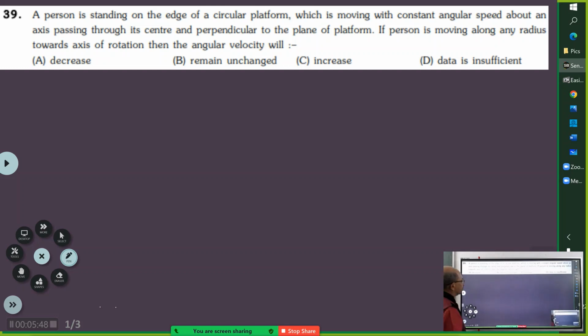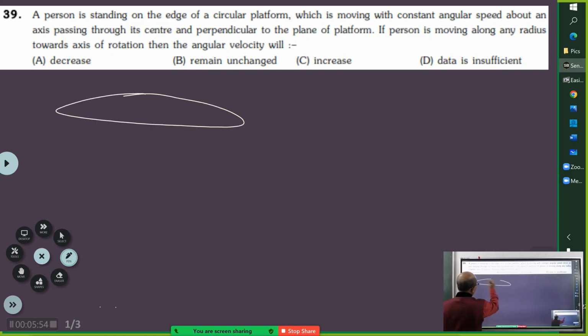Well, it's again a very conceptual problem. For those of you who are finding it difficult to understand, Aniket, what is the answer? Decreases, sir.